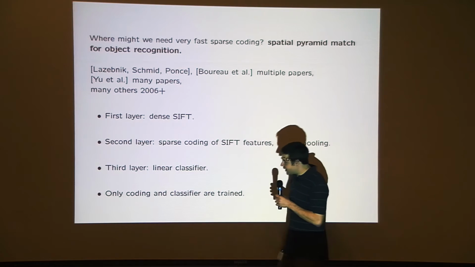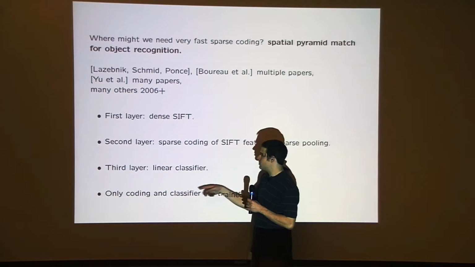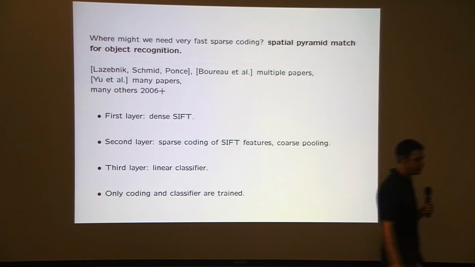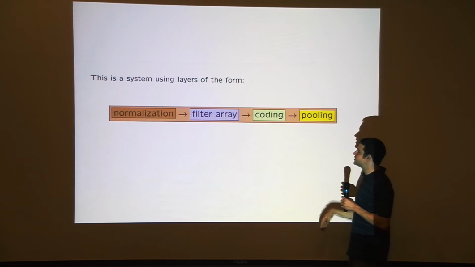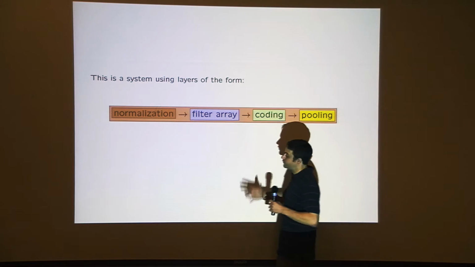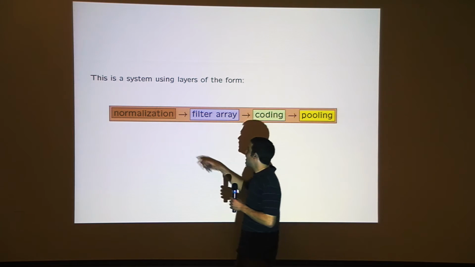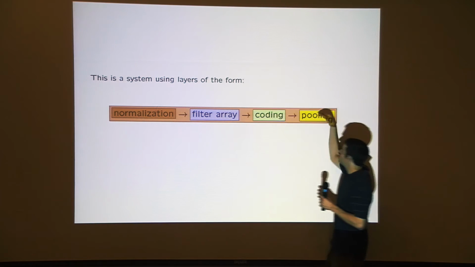The only things that are trained here are the coding and the classifier. The coding is trained unsupervised, the classifier is trained supervised. So this is, like I said, the same kind of system as a convolutional net. If you step back far enough, each layer of this system is normalization, filter array, coding, pooling.